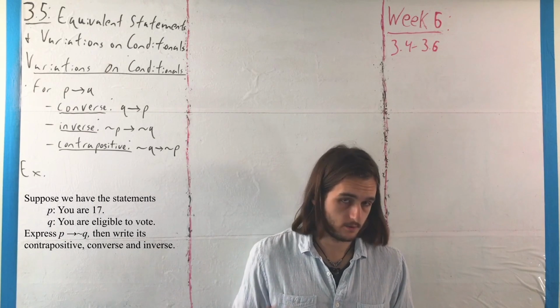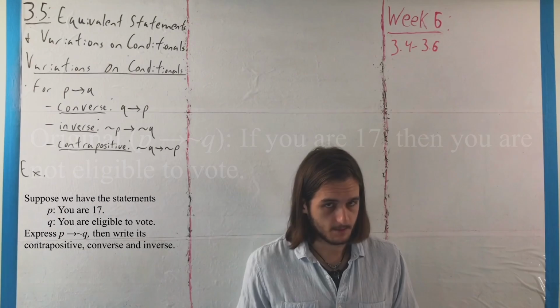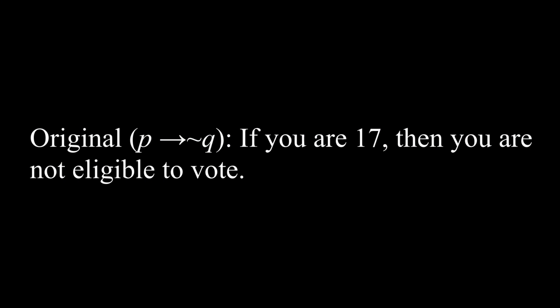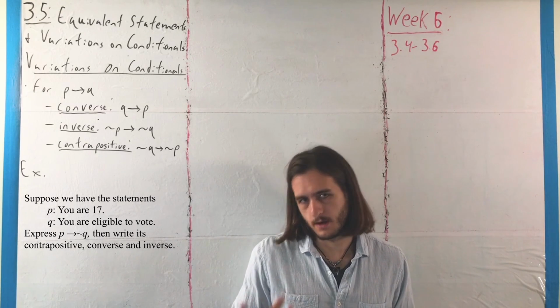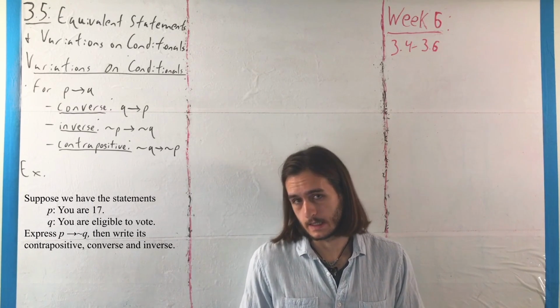So, starting with our original flavoring, we have something like P implies not Q, which can be said as, if you are 17, then you are not eligible to vote, which is true at least in America, where the voting age is 18 and up.